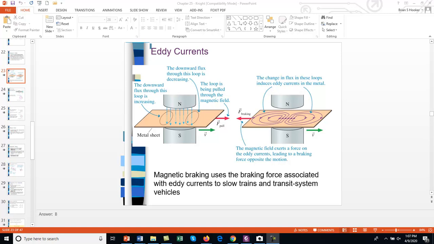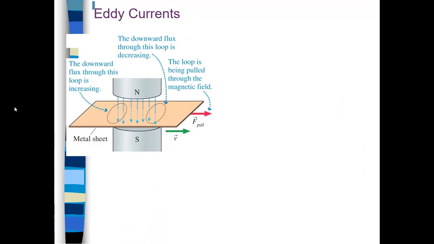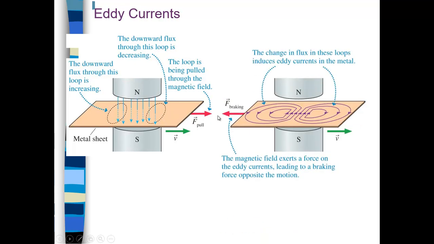So where we're leaving off, we're talking about electromagnetic fields, and one feature of electromagnetic fields is the use of eddy currents. As you're pulling something through a magnetic field, the downward flux of the loop on this side is decreasing, the downward flux on the loop on this side is increasing, and that will allow this to be pulled.